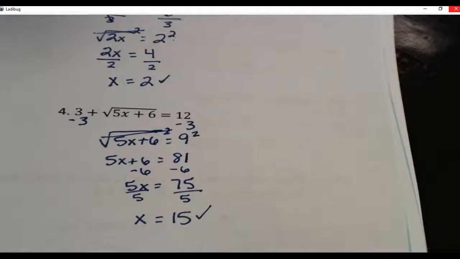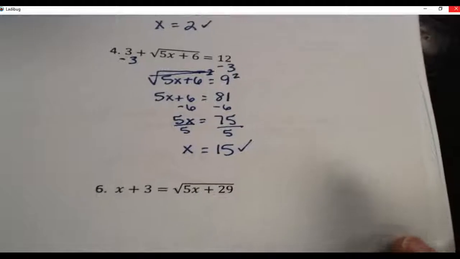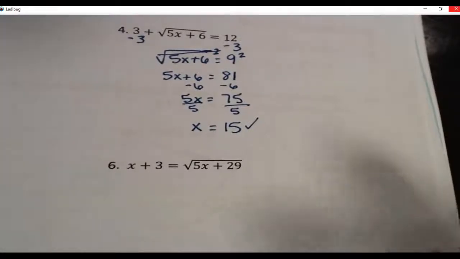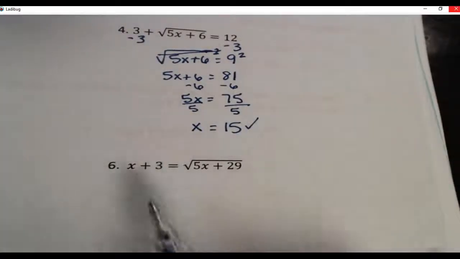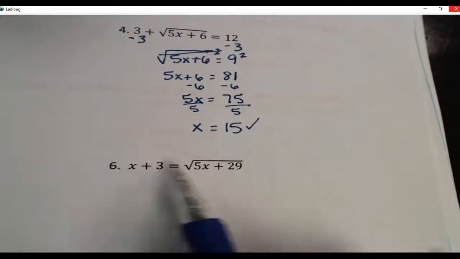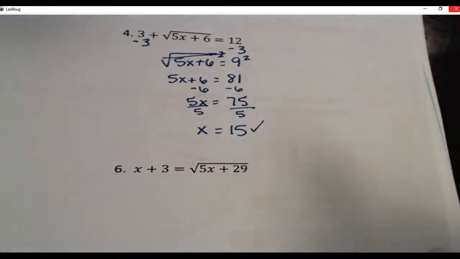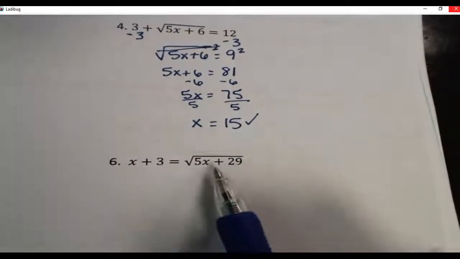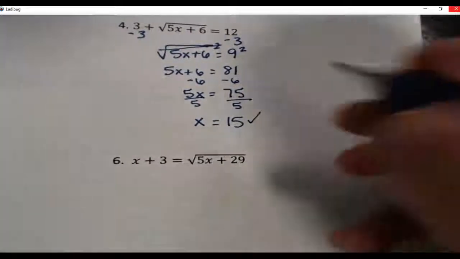Questions. So hopefully not too terrible. Maybe. We're going to skip number 5, but let's look at number 6. So what makes number 6 different from these other ones? Good. So it has this x plus 3 on the other side, so it has 2 x's. So when that happens, what you want to do is first get the square root by itself, if it's not, which it is in this one. But we're going to go ahead and square both sides.